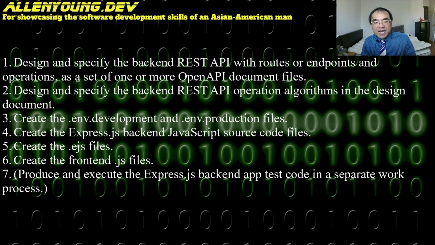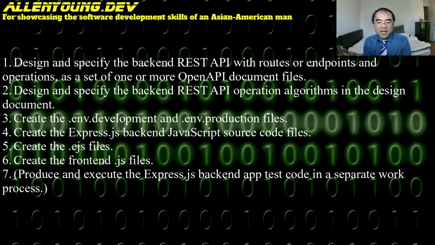Stage 1. Design and specify the backend REST API with routes or endpoints and operations as a set of one or more OpenAPI document files. Stage 2. Design and specify the backend REST API operation algorithms in the design document.